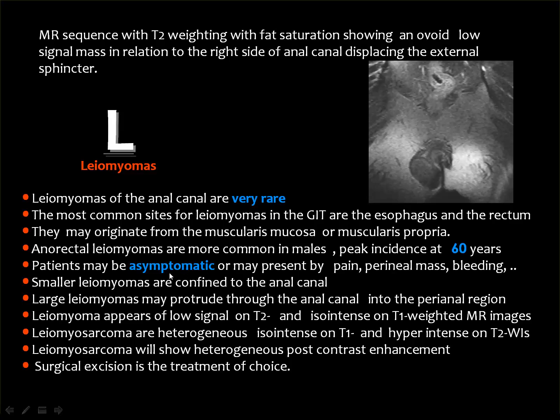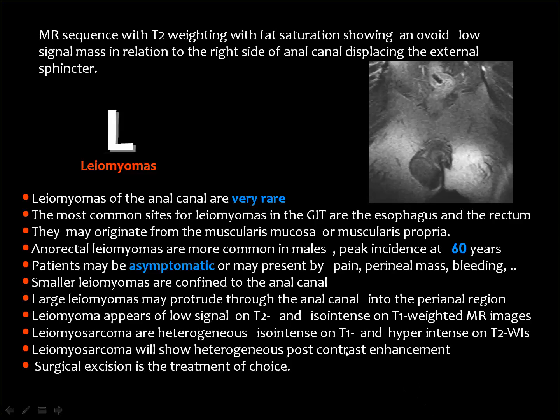The patients may be asymptomatic or present with pain, perineal mass, and bleeding. Smaller leiomyomas are confined to the anal canal, while the larger ones will protrude through the anal canal into the perineal region. Leiomyomas have a low signal in the T1 and intermediate signal in the T2 weighted image, and they show some homogeneous contrast enhancement.